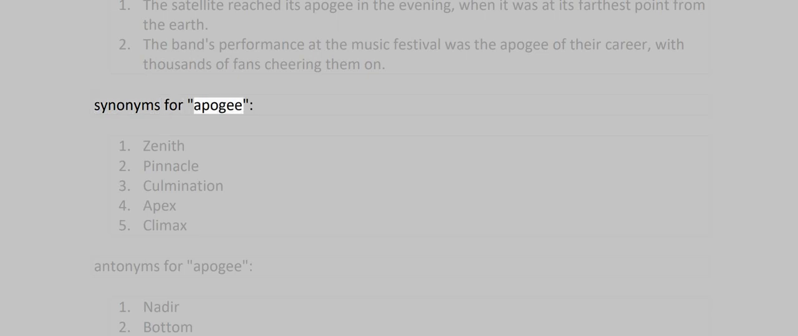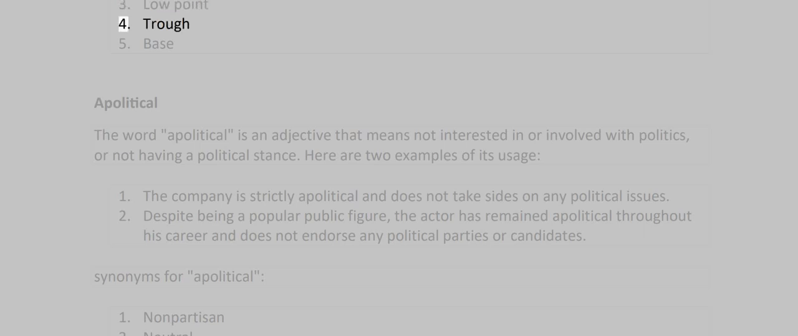Synonyms for apogee: 1. Zenith. 2. Pinnacle. 3. Culmination. 4. Apex. 5. Climax. Antonyms for apogee: 1. Nadir. 2. Bottom. 3. Low point. 4. Trough. 5. Base.